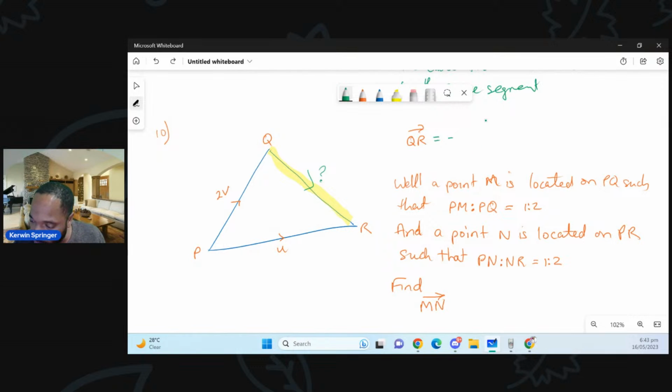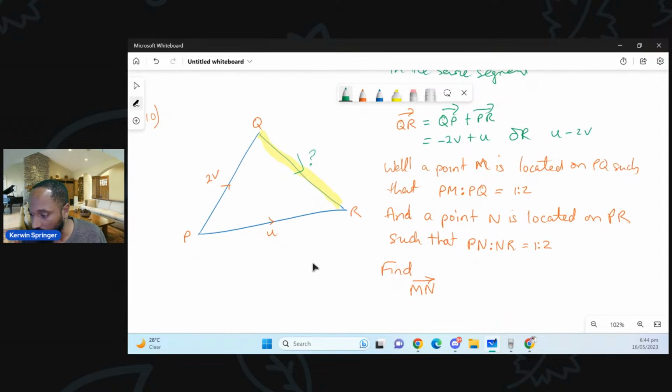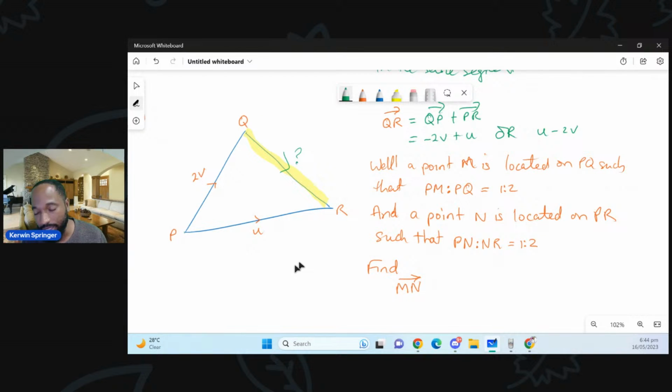Or you can write a little more working. If I go QP and then I add on PR, so it's negative 2V plus U. Or we can write it as U minus 2V. What is MN? Well, first we need to show where M is on the diagram and where N is on the diagram. So P to M compared to P to Q is a relationship of 1 to 2.